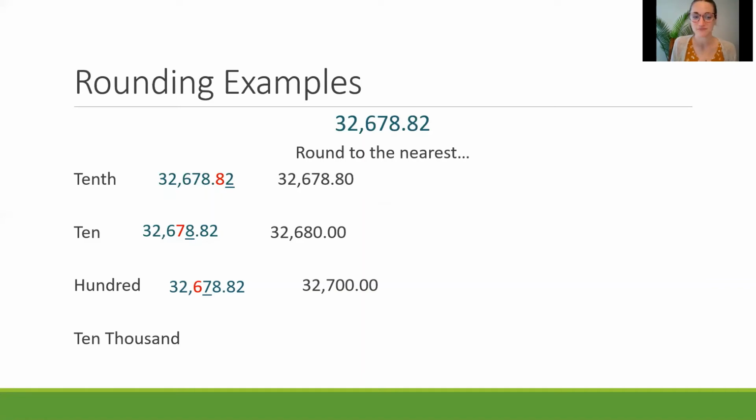32,700. Now, if we round this to the 10,000 place, you'll see that number is 3, and the number to the right of it is 2. So since 2 is less than 5, we're going to keep the 3 the same, and we're going to replace everything else with zeros.